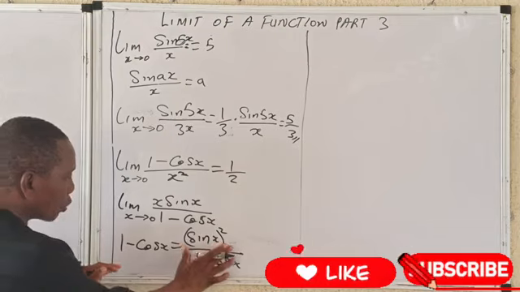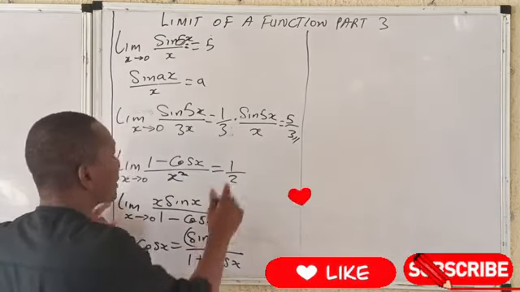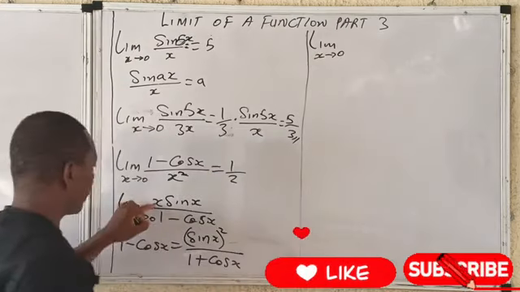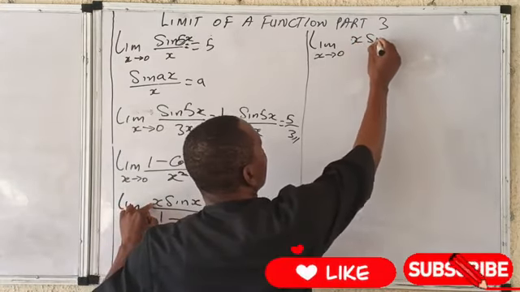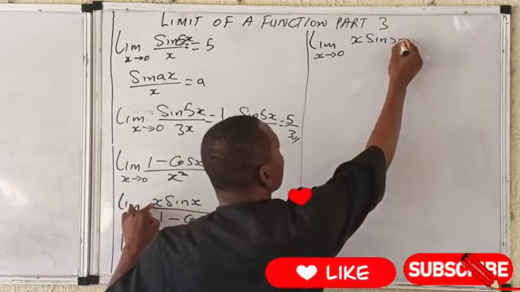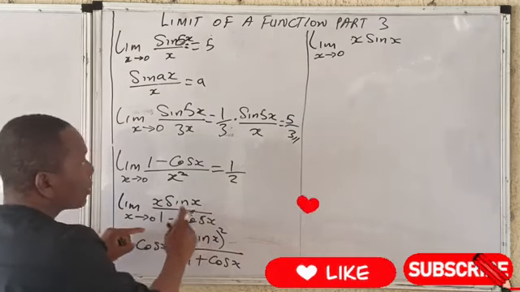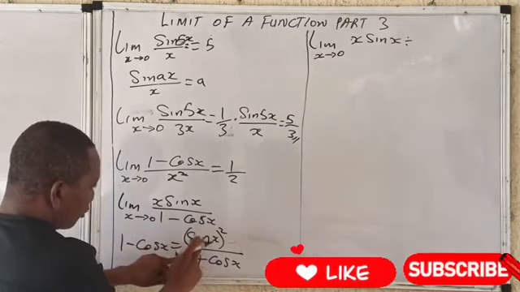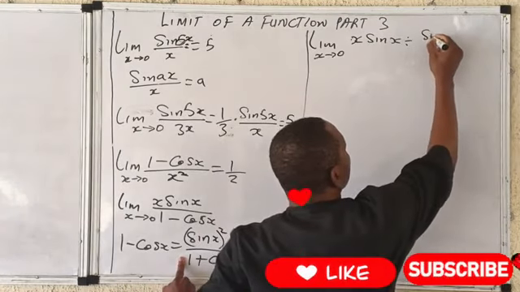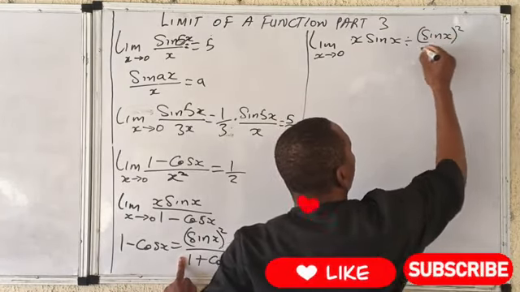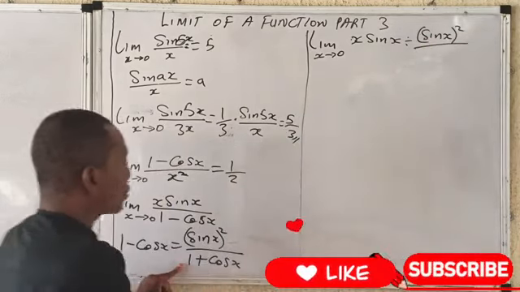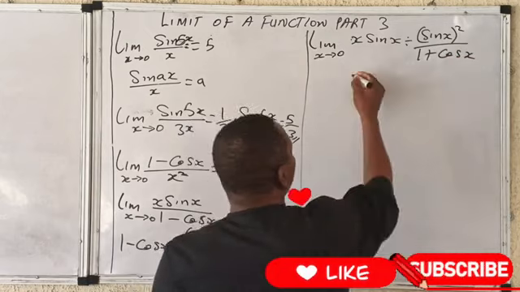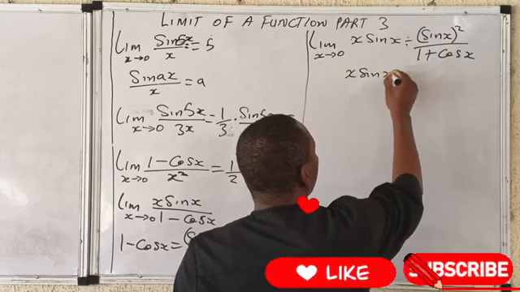So instead of this, I'm going to put this. We are now going to rewrite this as the limit as x tends to 0 of x sine x. Now this is a division sign, so divide. Instead of putting this, I'm going to put this: divide sine x square all over 1 plus cos x. Okay?